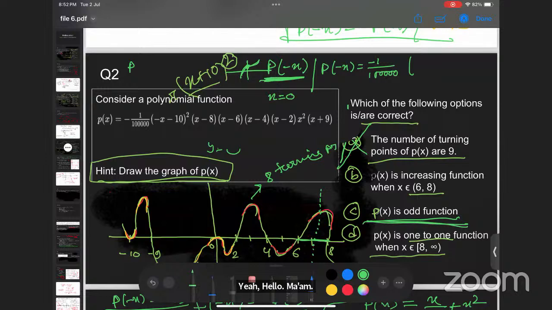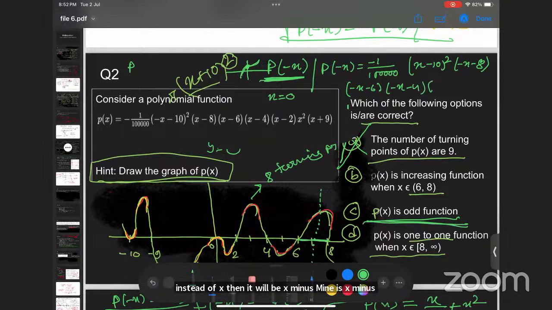So let us proceed with the third option. We are just putting x minus 6 instead of x. Then it will be x minus 10 whole square minus x minus 8 minus x minus 6 minus x minus 4 minus x minus 2 minus x square will be again x square and minus x plus 9.